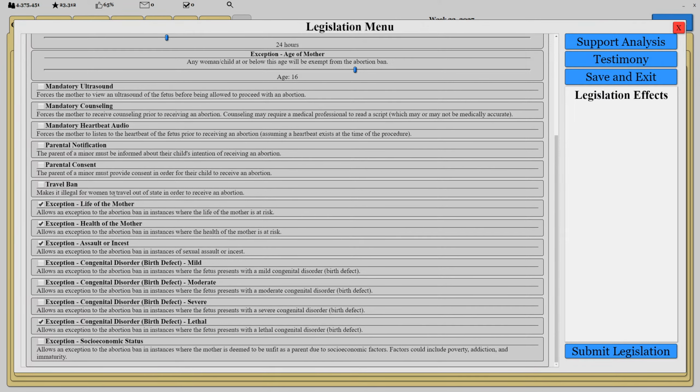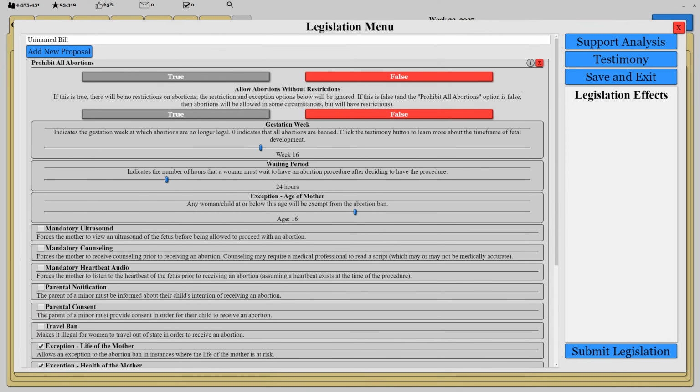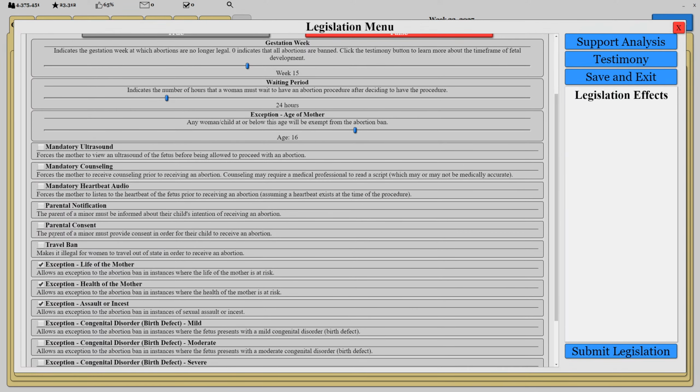Out of state in order to receive an abortion. The parent of a minor must be informed about the child's intention of receiving an abortion. The parent of a minor must provide consent in order for their child to receive an abortion.